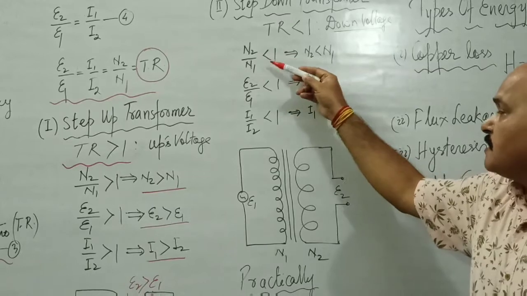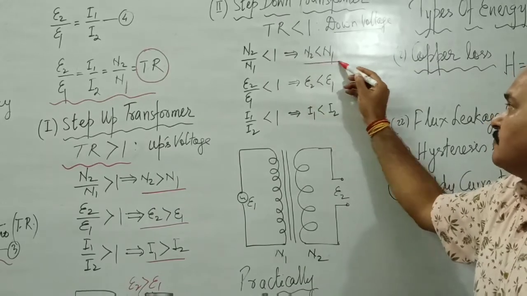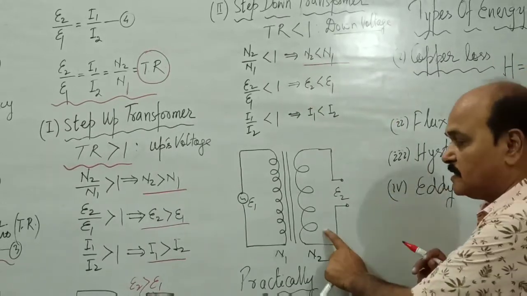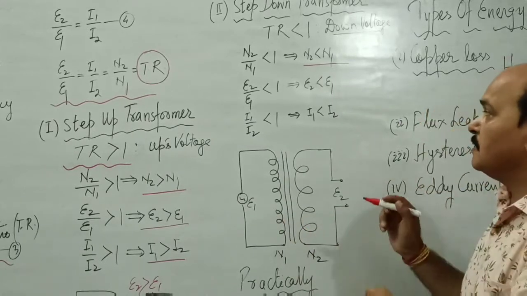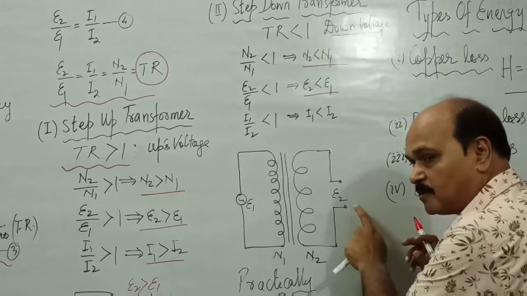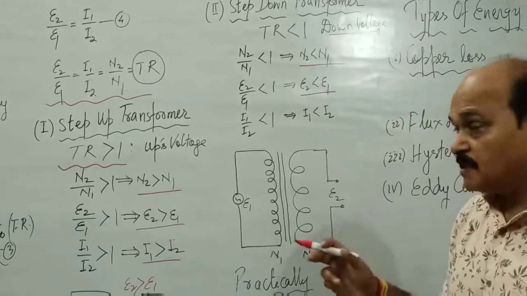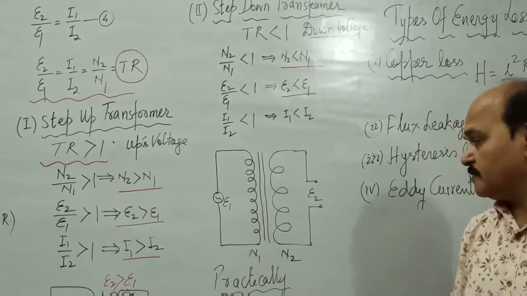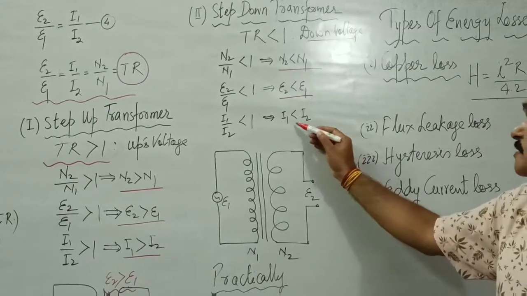When N2 upon N1 is less than 1, it means N2 is less than N1. That means the number of turns in the secondary is less than the number of turns in the primary. E2 is less than E1. That means the voltage obtained across the secondary coil is less than the voltage connected across the primary coil. Well, I2 is more than I1.